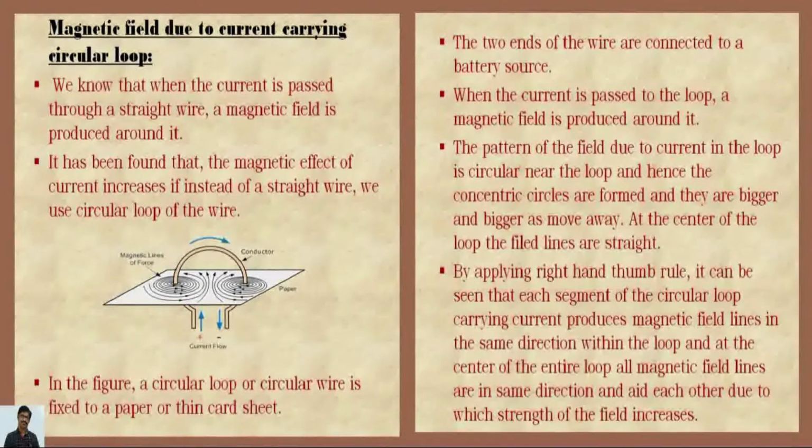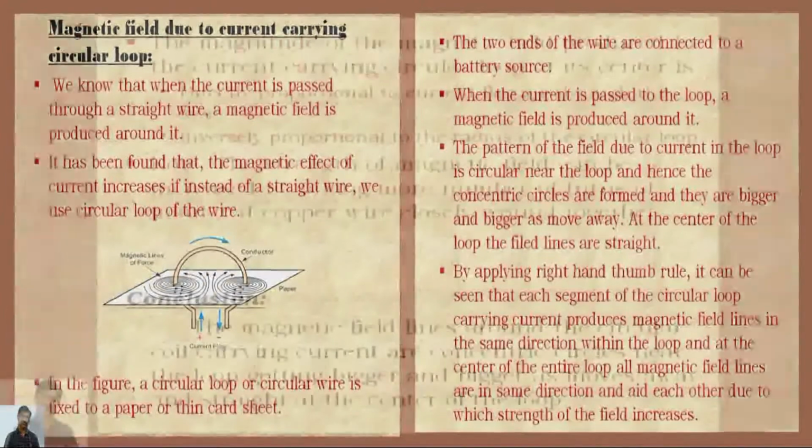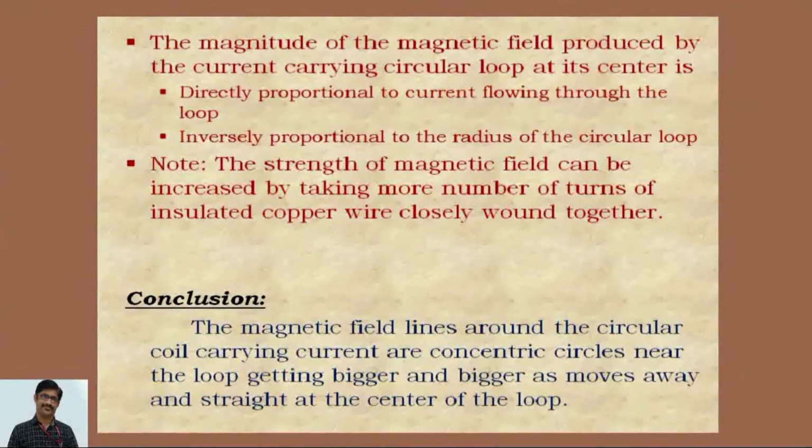As you move away from the center of the loop, the magnetic field becomes weaker and weaker. That's what the second point means. Note that the strength of magnetic field can be increased by taking more turns of insulated copper wire closely wound together. If you wind the insulated copper wire in more turns, you can increase the magnetic field also.